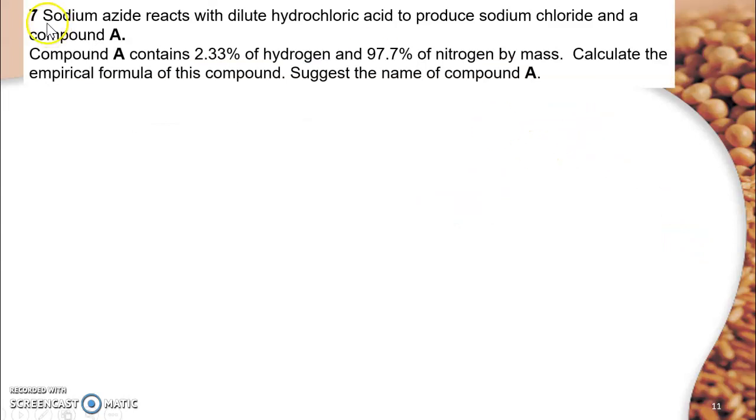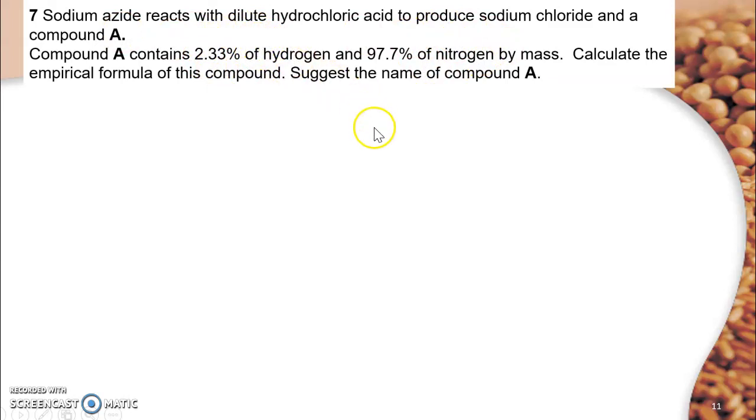Question 7 is similar. Question 7 states that sodium azide reacts with dilute hydrochloric acid to produce sodium chloride and a compound A. Compound A contains 22.33% of hydrogen and 97.7% of nitrogen by mass. Calculate the empirical formula of this compound and suggest the name of compound A. What is different about question 7 and the previous question is that instead of the mass of the respective elements, I've given you the percentage mass.